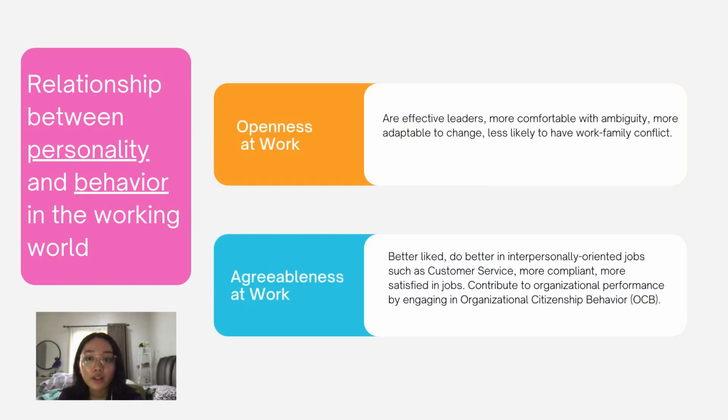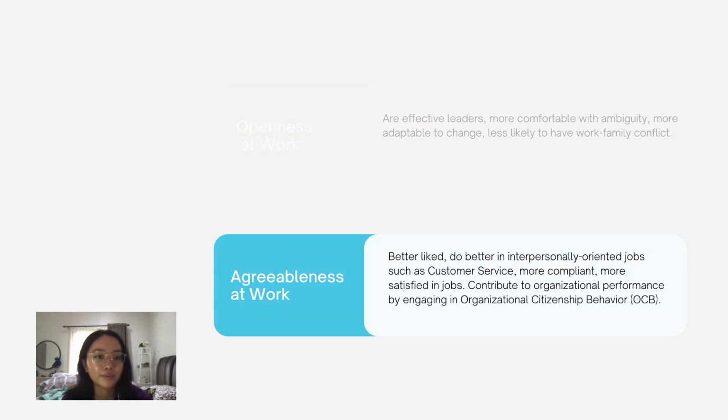Open people at work can be seen being more effective leaders. They are more comfortable with ambiguity, they're more adaptable to change, and they're less likely to have work-family conflict. Meanwhile, agreeable people at work are better liked, they do better in interpersonally oriented jobs such as customer service, they're more compliant, they're more satisfied in jobs, and being agreeable also contributes to organizational performance by engaging in organizational citizenship behavior, or the OCB.